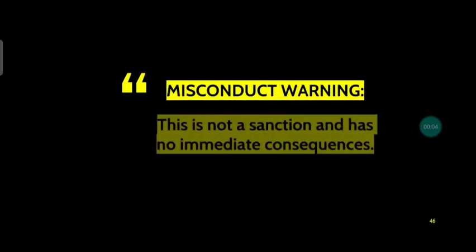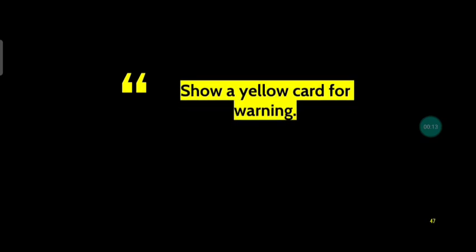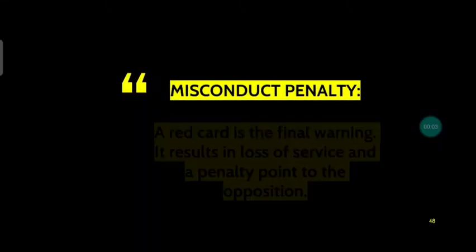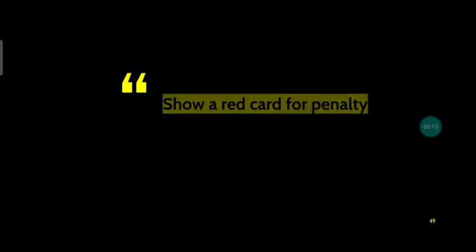Misconduct warning. This is the sanction and has no immediate consequences. Show a yellow card for a warning. Misconduct penalty. A red card is the final warning. It results in loss of service and a penalty point to the opposition. Show a red card for penalty.